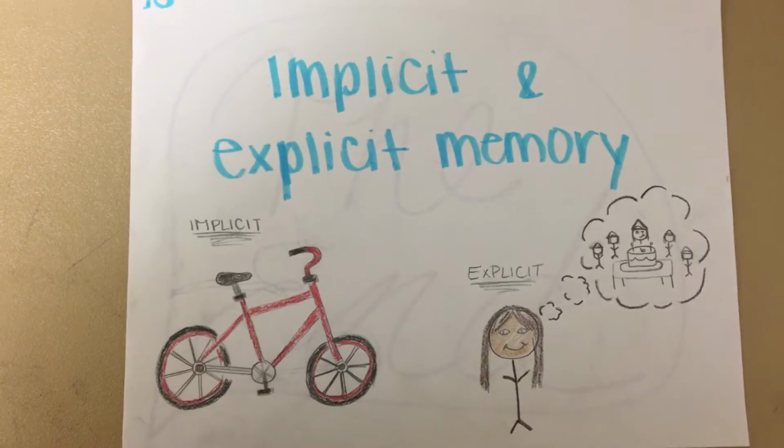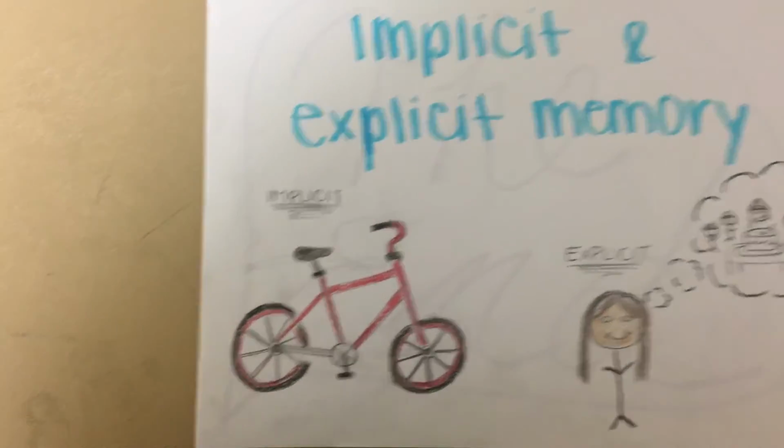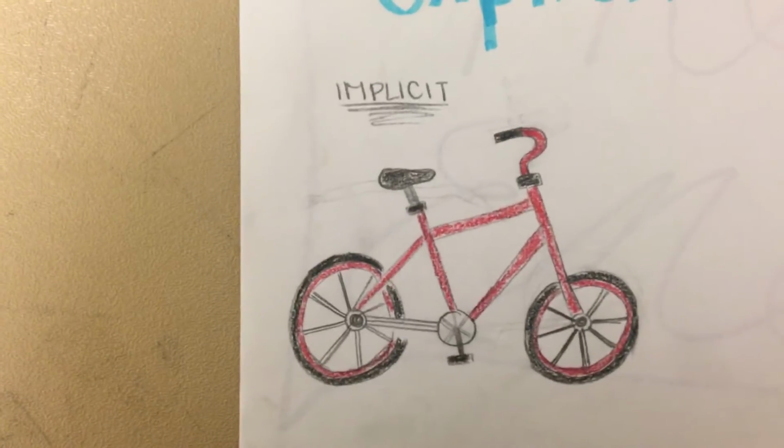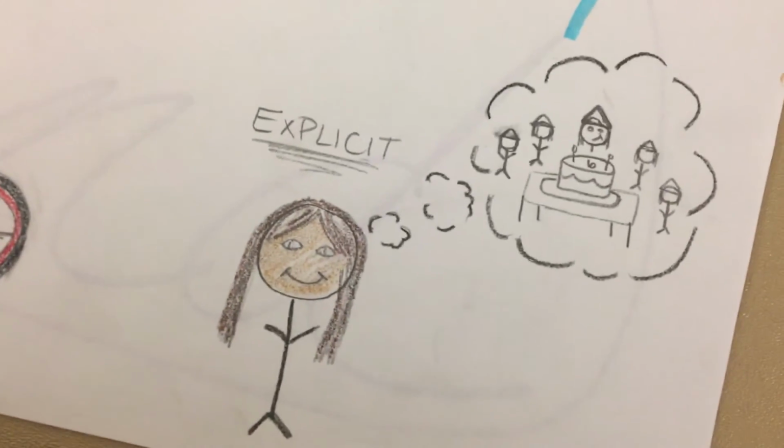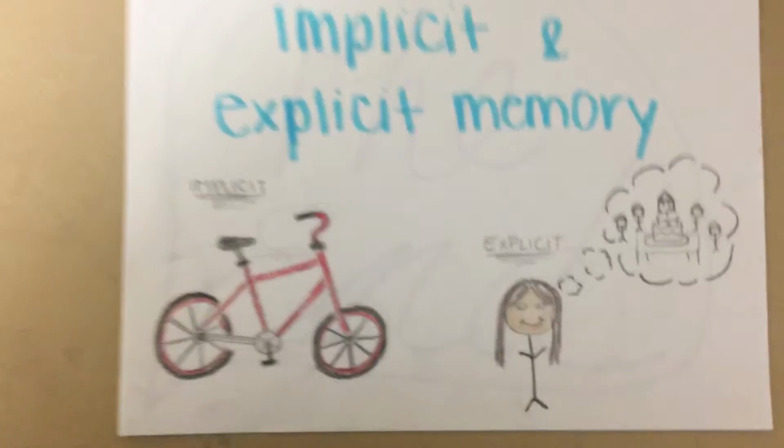Implicit and explicit memories. Implicit memory is retention independent of conscious recollection, and explicit memories are memories of facts and experiences that one can consciously recall.